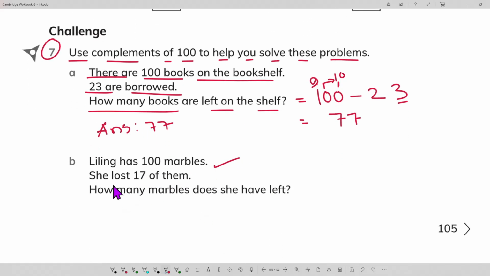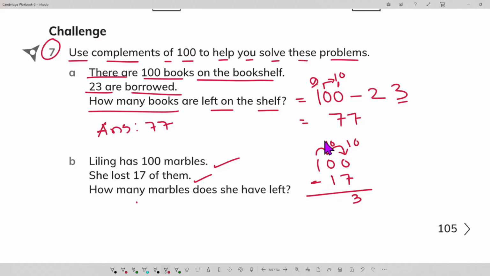Liling has 100 marbles. She lost 17 of them. How many marbles does she have left? So very simple, 100 minus 17. So we can take from here, but it's not possible. We can now take from here. Now here is a 10, and this 10 give to here, so now here is 10. So 10 minus 7, it's a 3, right? And here is 1.